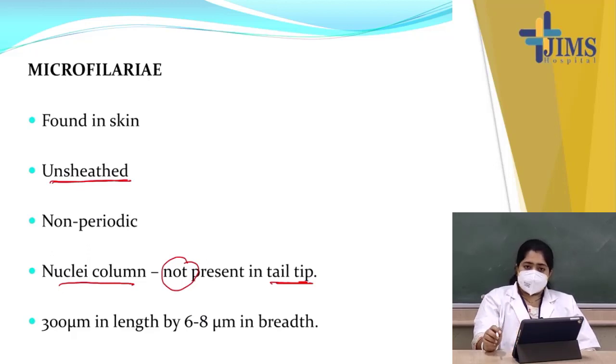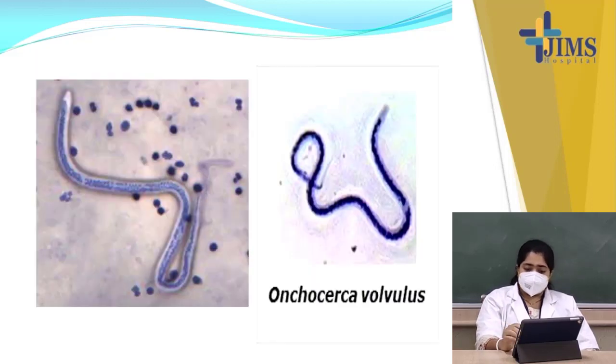They are about 300 micrometer in length by 6 to 8 micrometer in breadth. See, this is a picture of Onchocerca volvulus. They are not sheathed. There is no sheath here, and the tail end is devoid of any nuclei.